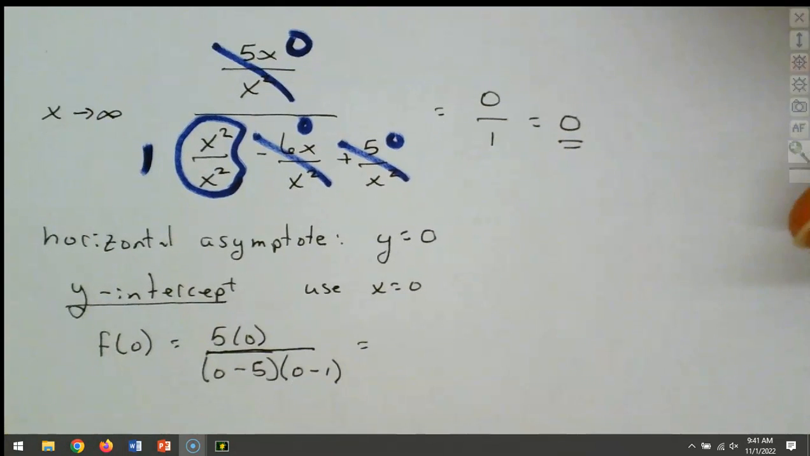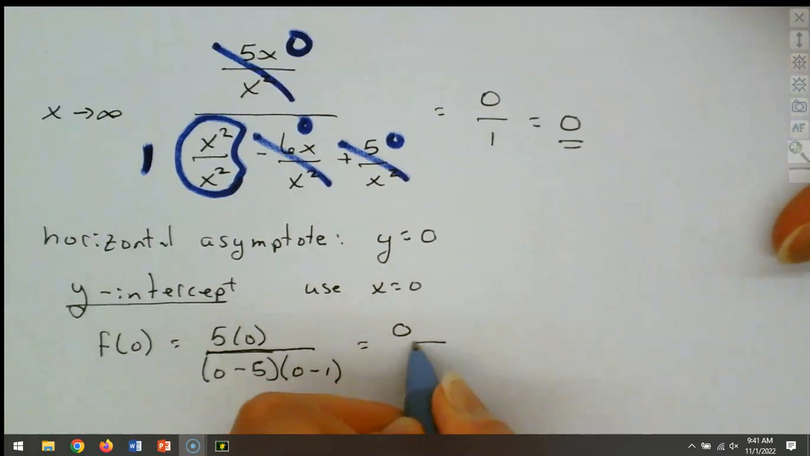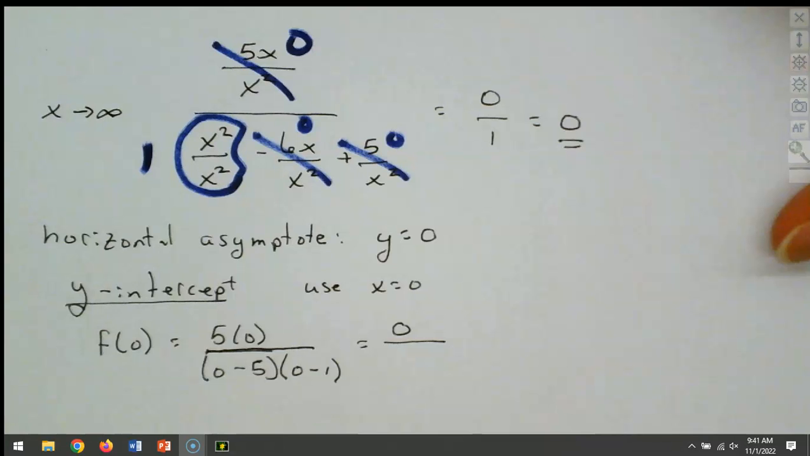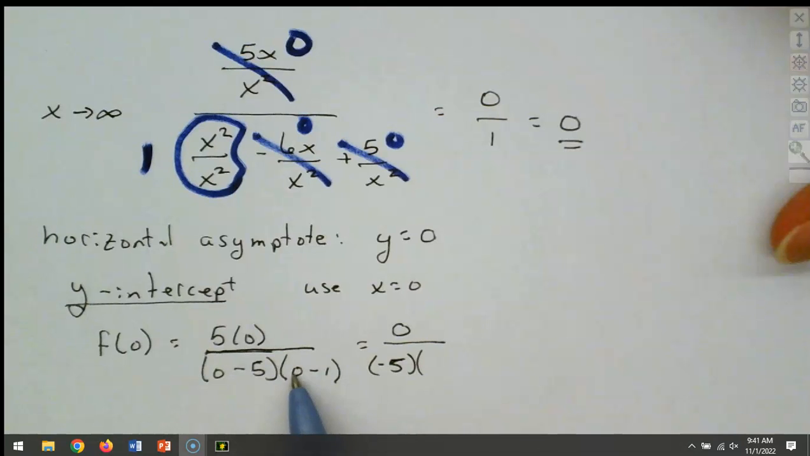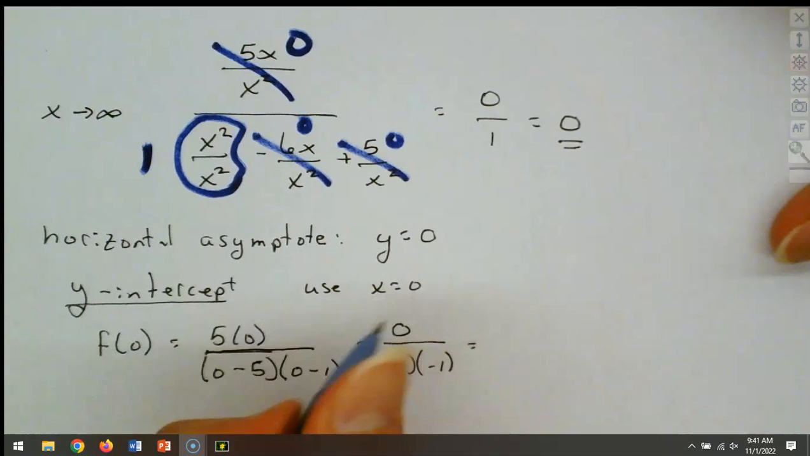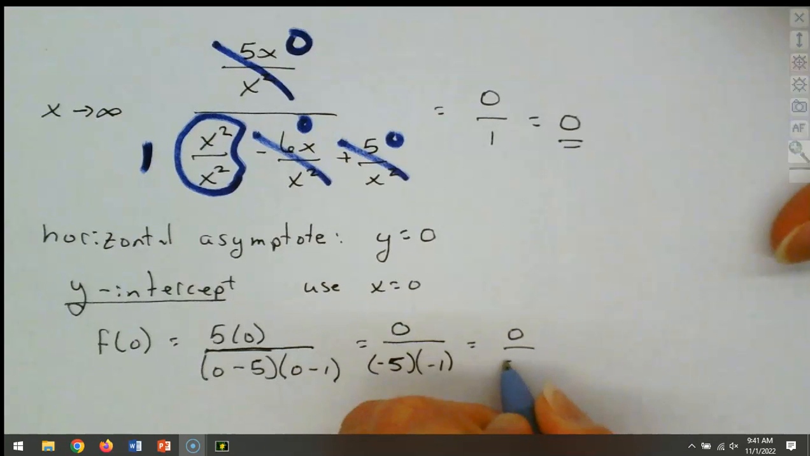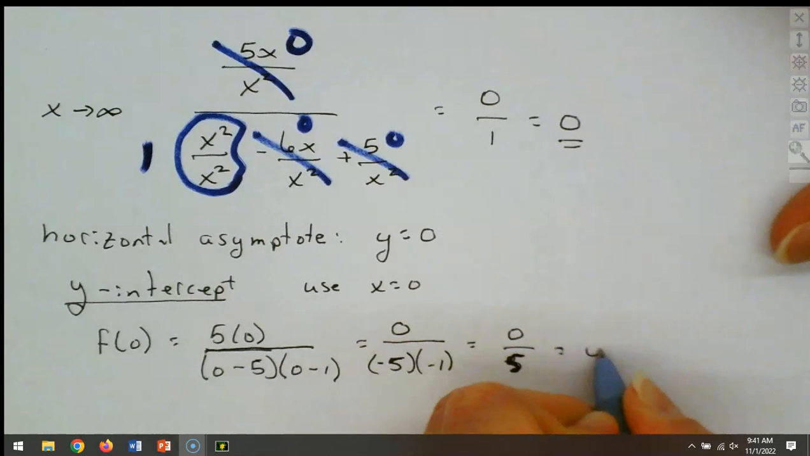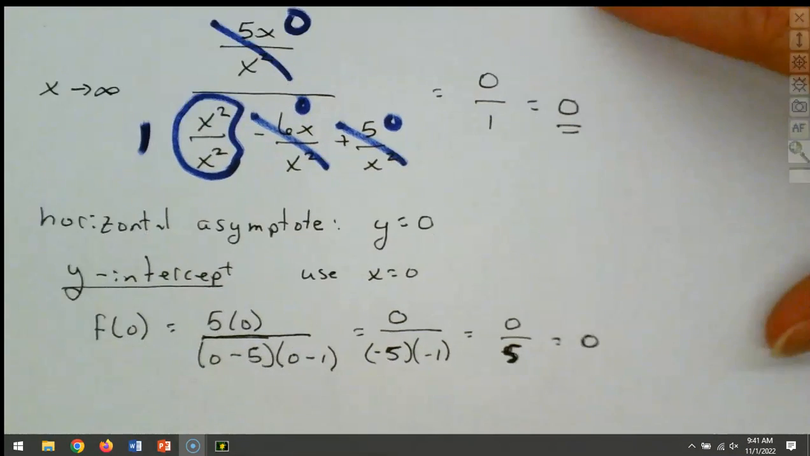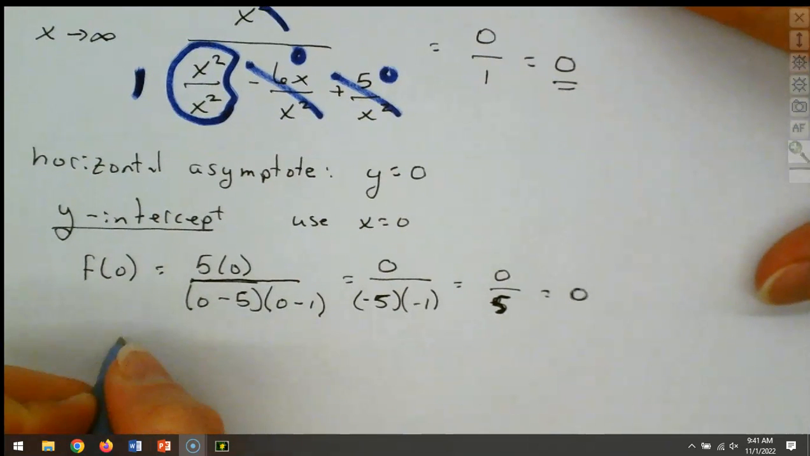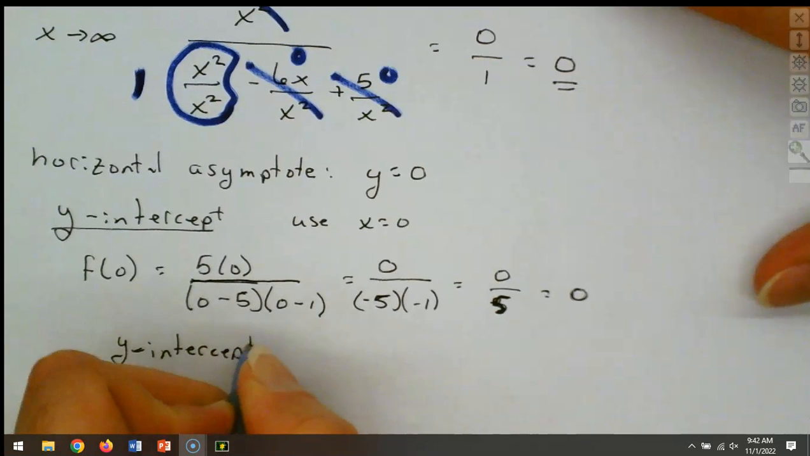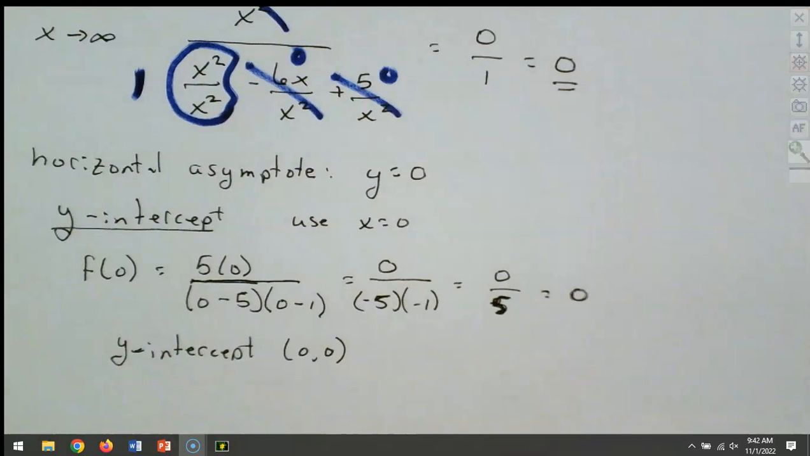And the numerators, 5 times 0 is still 0, so that's gone there. It's still 0. 0 minus 5 is a minus 5. And 0 minus 1, well, that's a minus 1. When you multiply, we get 0 over, it looks like positive 5, right? Just negative, negative makes it positive. And 0 divided by any number is still what? Still 0. So now we have our y-intercept at 0, 0.